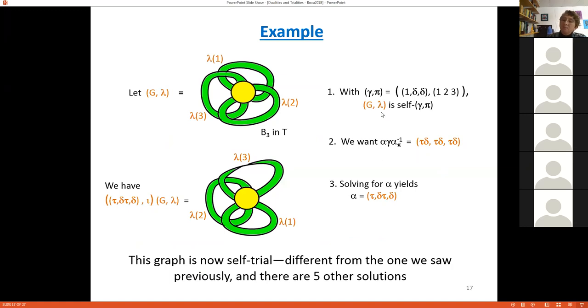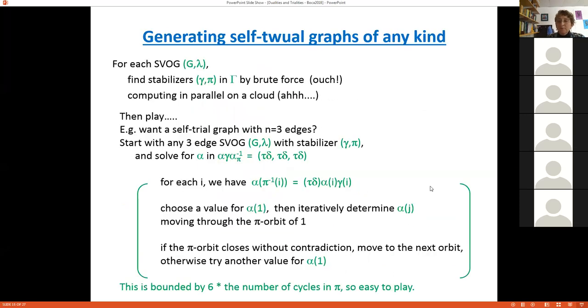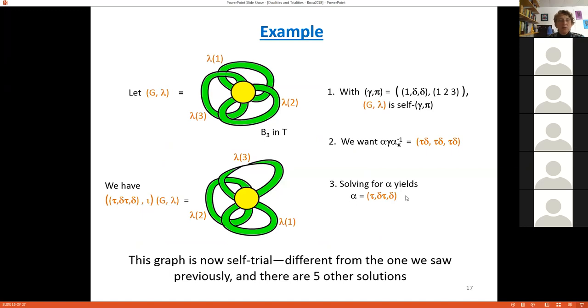So I put these two pieces of information into this commutative diagram. I solve for the alpha. There it is. I apply that alpha, and this graph here is now self-trial, not self-dual, not self-Petrie, and different from the ones that we saw previously, and we know that there's exactly five other solutions.